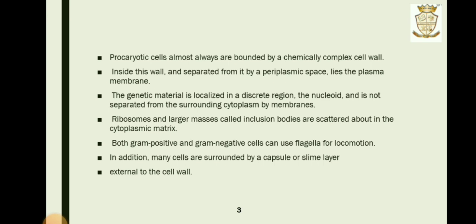Ribosomes and larger masses called inclusion bodies are scattered about in the cytoplasmic matrix. Both gram-positive and gram-negative cells can use flagella for locomotion. In addition, cells may be surrounded by a capsule or slime layer external to the cell wall.